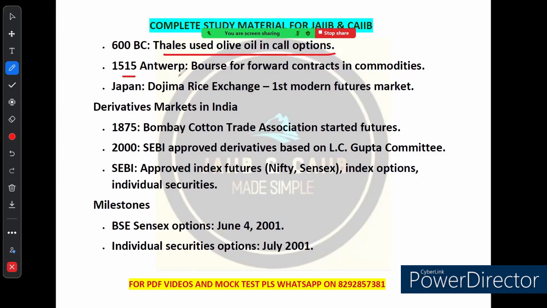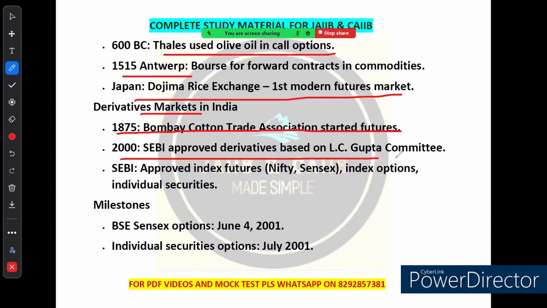Fast forward to Japan, in 1700 they created the first modern futures market for rice. Now in India, the first derivative market started in 1875 with the Bombay cotton trade. Remember it, this may be asked. By 2000, SEBI allowed futures and options on big indices. SEBI approved derivatives based on the LC Gupta committee. Remember this committee name? It was based on big indices like Nifty and Sensex, and even for individual stocks.